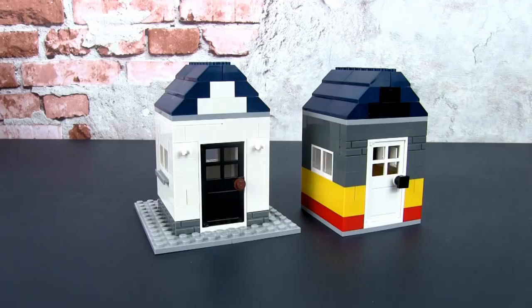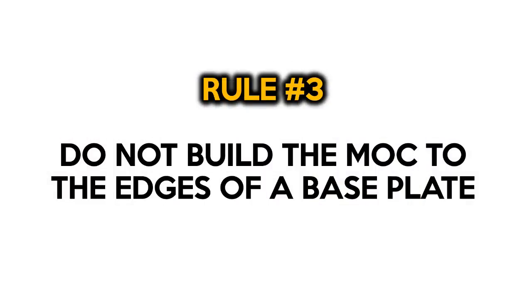The other thing you probably will have noticed is that the base plate this White House sits on is larger than the base plate that we used in the original small build. And I think it's generally really important, and it just adds so much. And even just looking at these two houses, you can see when you have a base plate that is bigger than your build, it actually looks much better. And that's actually my third rule as well. So my third rule is do not build the mock to the edges of the base plate.